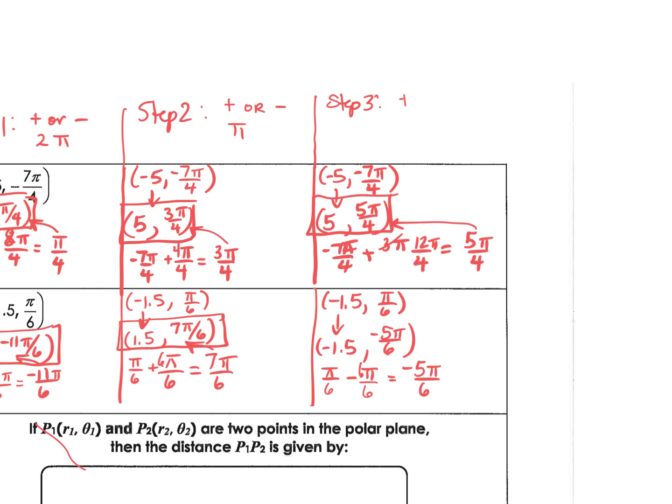Step 3, we're going to add or subtract pi or 3 pi from it. Knowing that how you guess is you're going to try it, and if it ends up bigger than 2 pi, you have to do the other one. Okay? So those are the possibilities of what you do.